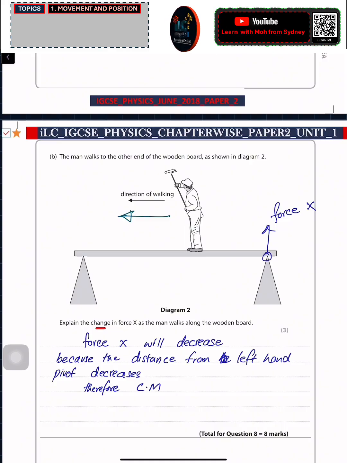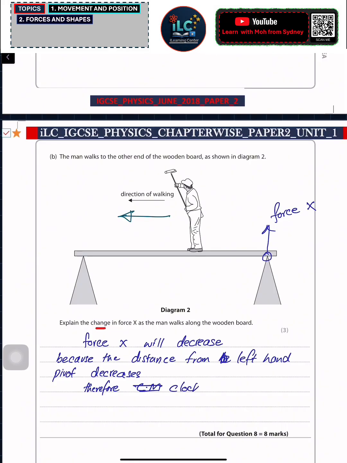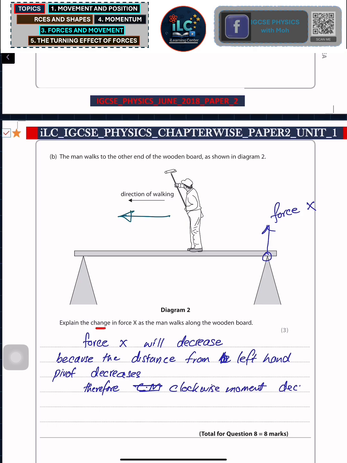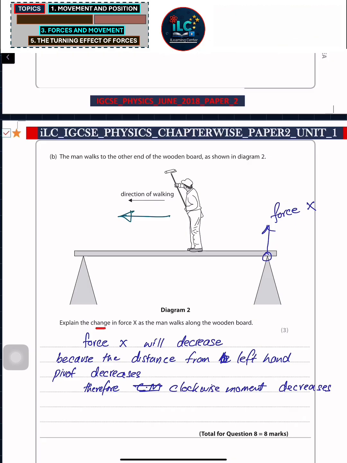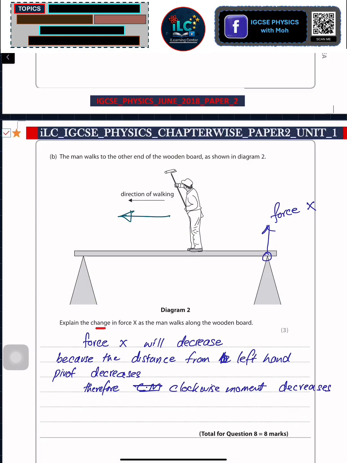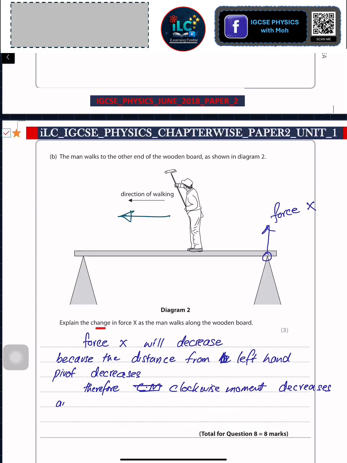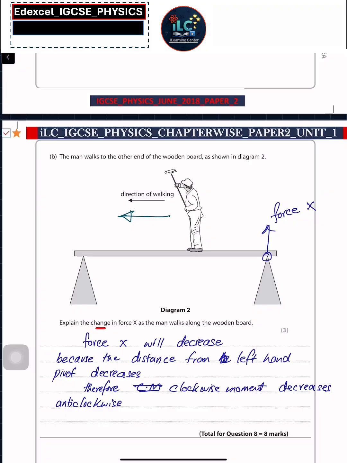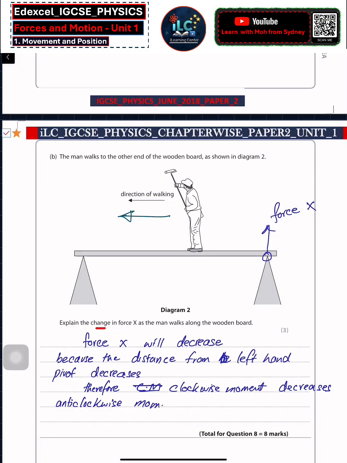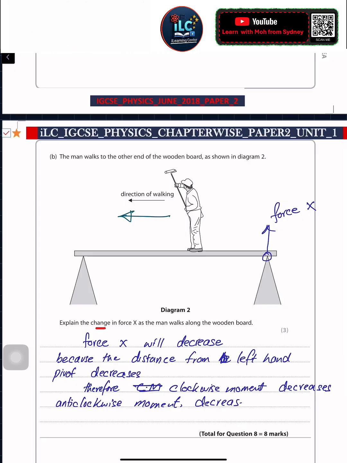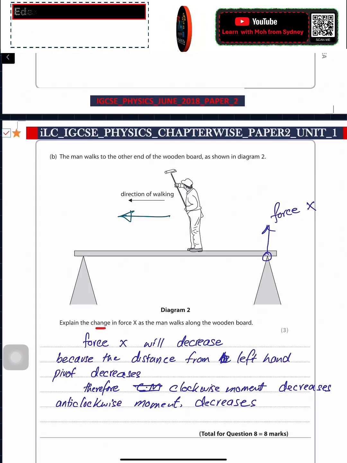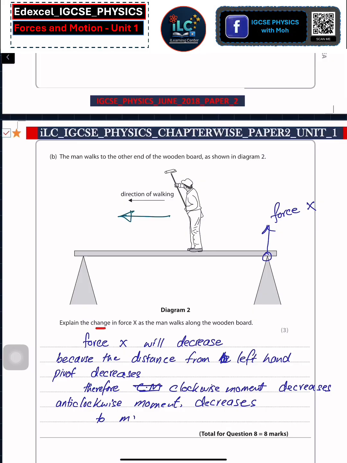therefore, clockwise moment, or let's write down the whole thing so that no one gets confused. Clockwise moment decreases, and then you say okay, so anti-clockwise moment will decrease as well. Anti-clockwise moment decreases to maintain equilibrium.